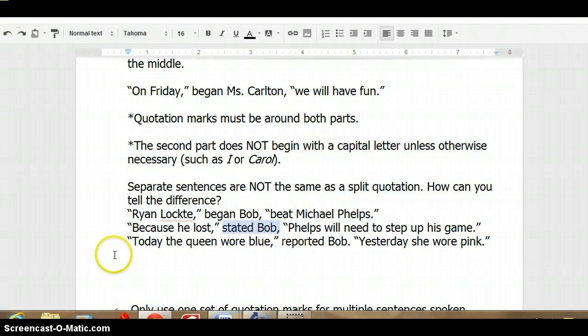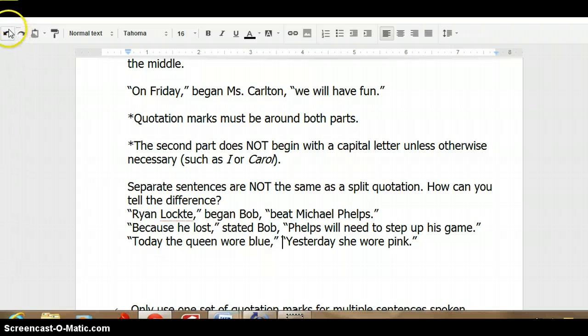And then the last example, today the Queen wore blue, reported Bob. Yesterday she wore pink. Okay. Note the punctuation difference. You can tell if I take this tag out, hopefully you can tell, today the Queen wore blue is one sentence, one complete thought. Yesterday she wore pink, that is another complete thought.